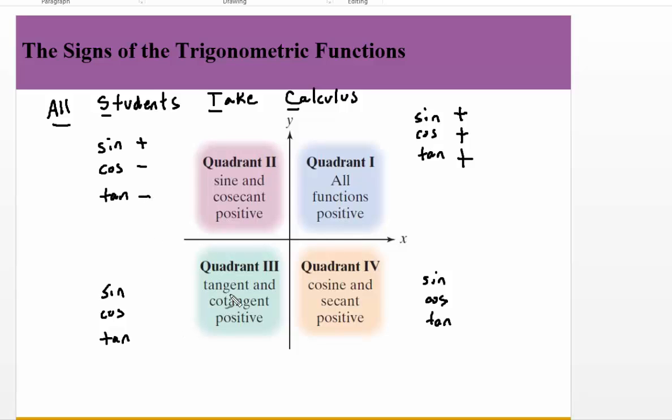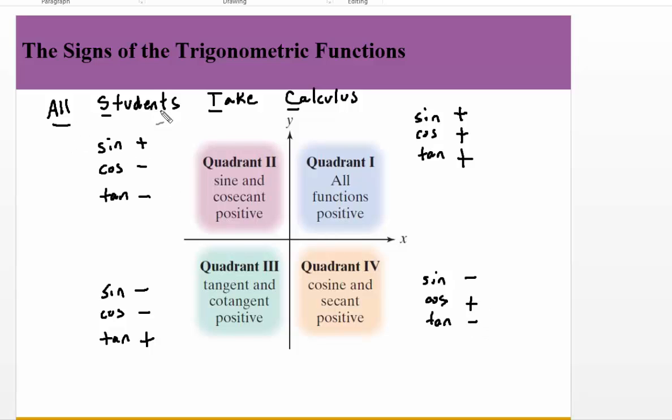All right. In quadrant 3, y and x are both negative, but remember the tangent is sine divided by cosine, remembering our identities from prior lessons, and you get a positive tangent in quadrant 3. And in quadrant 4, the sine is negative, the cosine is positive, and the tangent is negative.